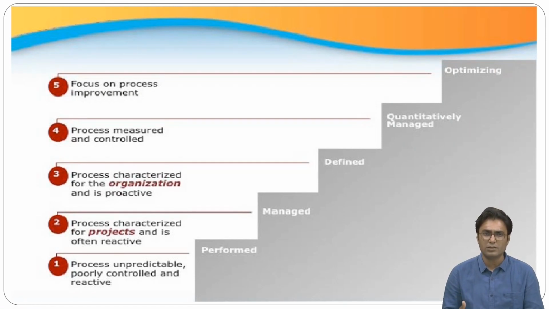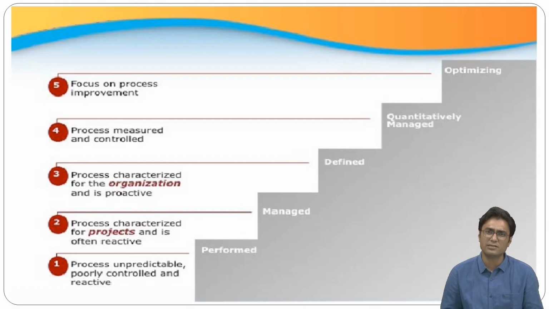In maturity level 3, defined, at this level, processes are well characterized and understood and are described in standard procedures, tools and methods. At maturity level 3, the standards, process descriptions and procedures for a project are tailored from the organization's set of standard processes to suit a particular project or organization unit. Now the organization's set of standard processes includes the processes addressed at maturity level 2 and maturity level 3.